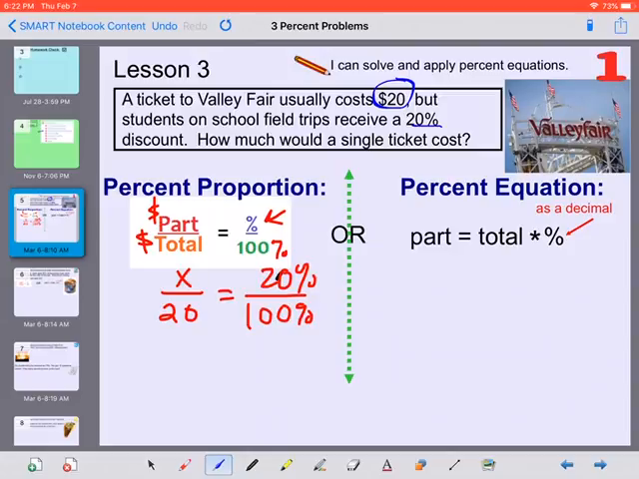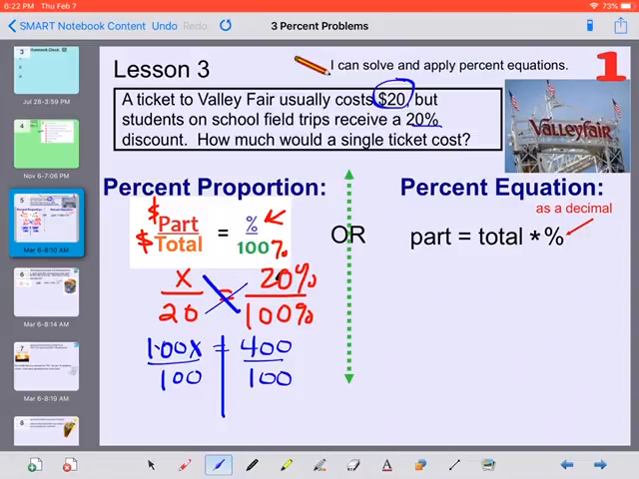And this is just a proportion you can cross multiply. 100 times x is 100x. 20 times 20, well, 2 times 2 is 4. There's 2 zeros, so we get 400. And the opposite of multiplying by 100 is dividing by 100. So we get x equal to 400 divided by 100 is 4. And since we were talking about money, it's $4.